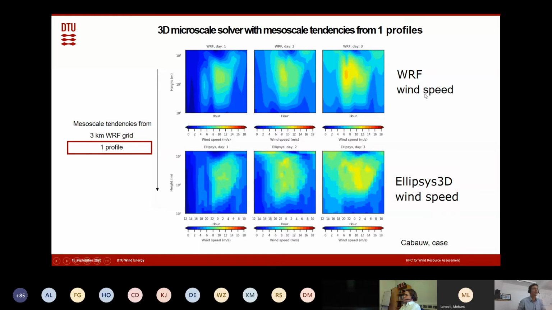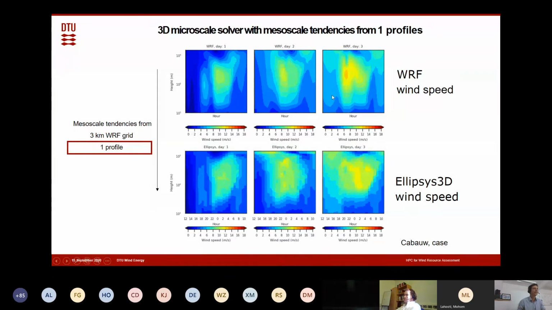So we look at the wind speeds from the WRF model and the wind speeds that are coming out of the ellipsis 3D codes as evolving with time. So we have the same going from 12 o'clock one day through to 12 o'clock the next day for 3 different days. And you can see that there's an evolution of the wind speed through the day. So during the night, there's this low-level nocturnal jet feature coming about, which is quite challenging to model.